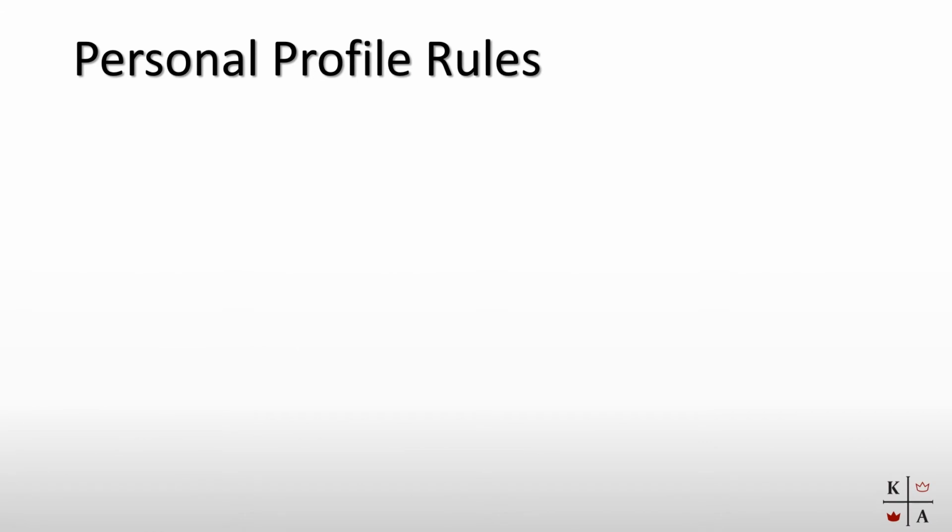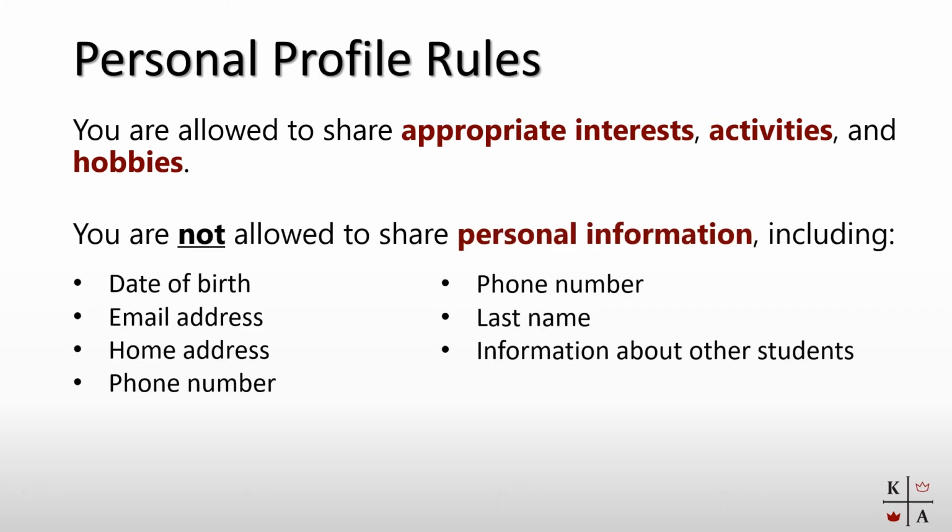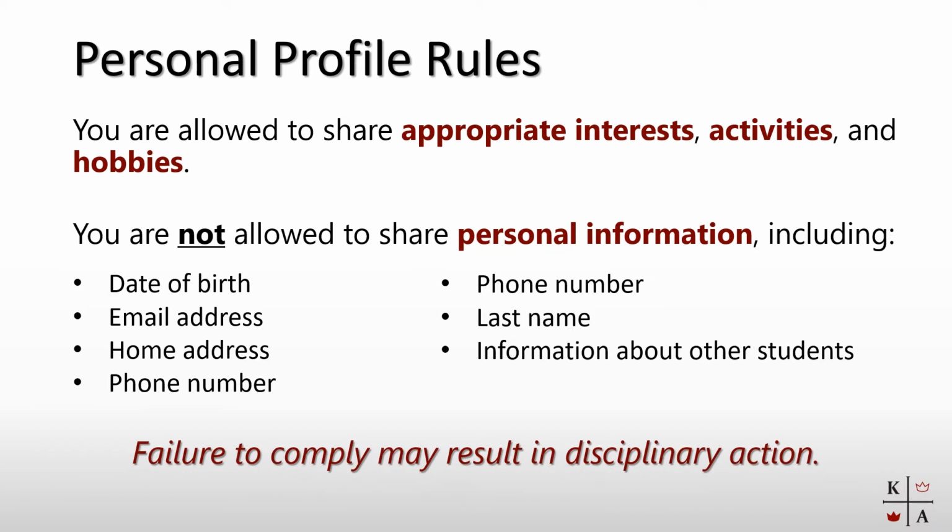Please note that Colby has rules about what may and may not be shared in your profile. You are allowed to share appropriate interests and activities like your favorite book, the sports you play, and your hobbies. You may not share personal information including your date of birth, email address, home address, phone number, last name, or information about other students. Failure to comply with personal profile rules may result in disciplinary action.